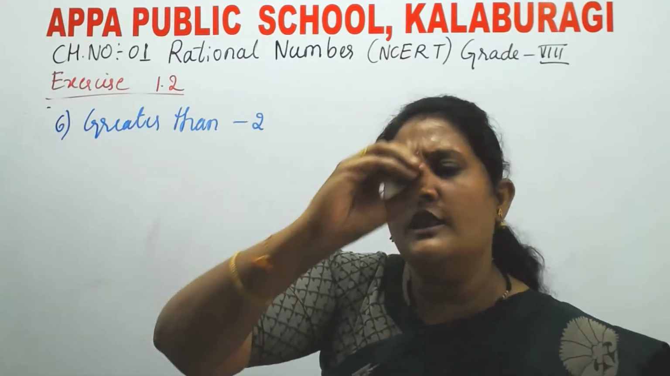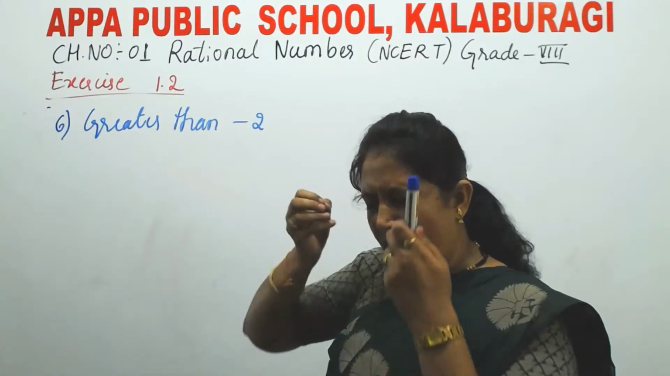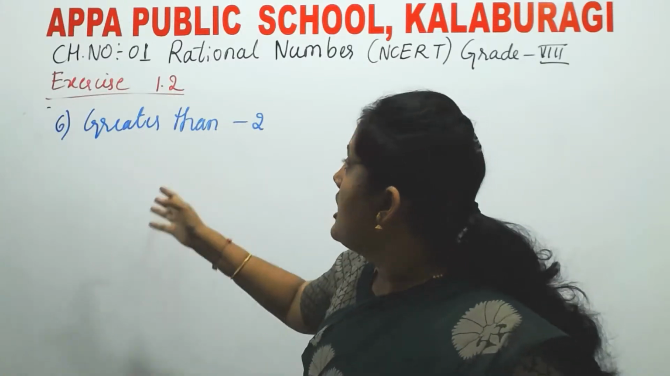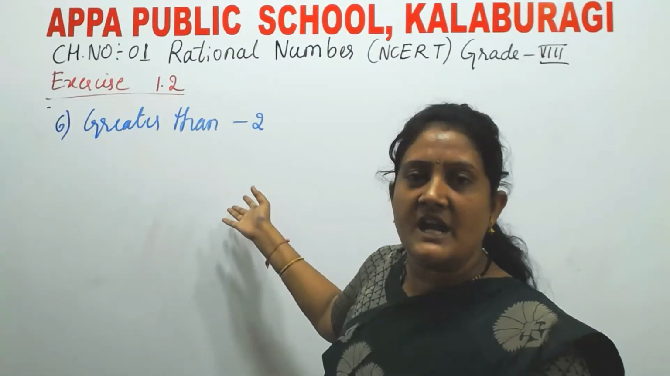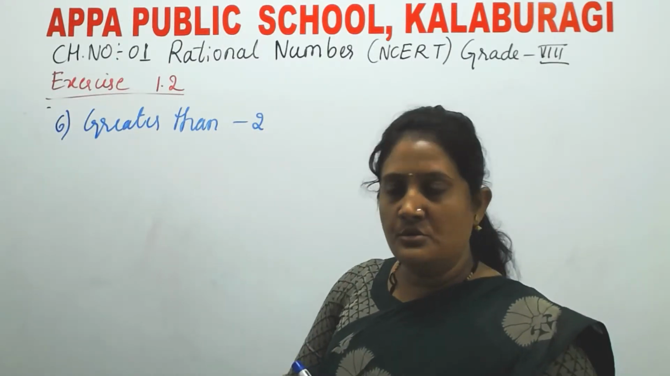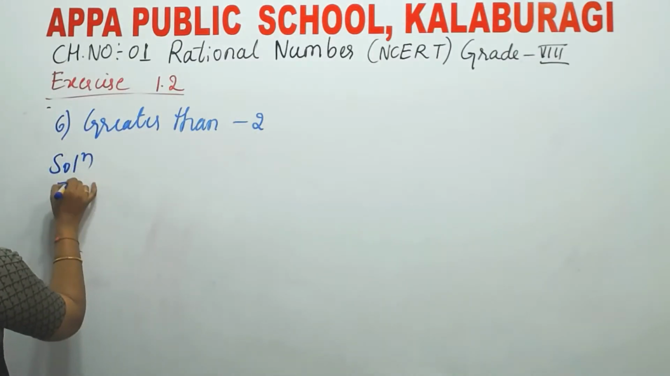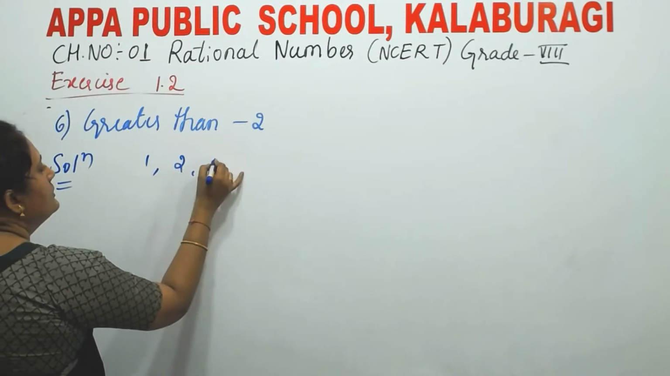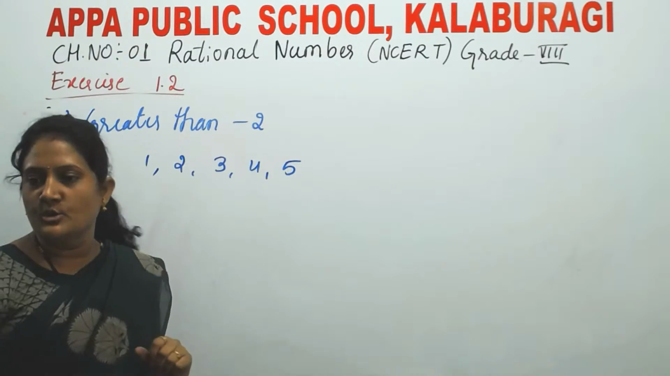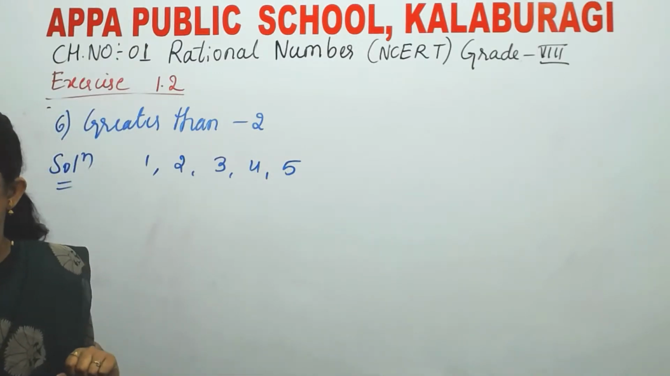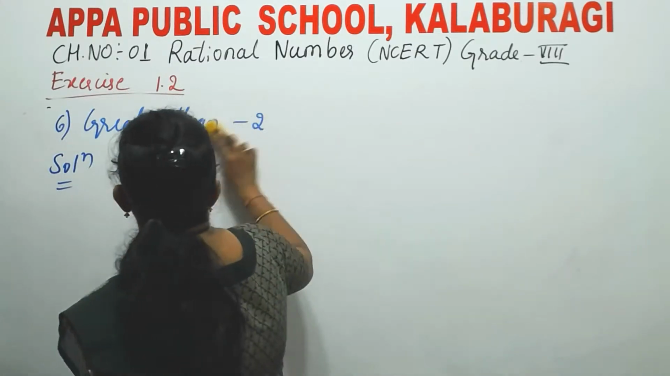Now you can write all the positive numbers, they will be greater than minus 2, right? Whichever you want, you can write any 5. They are asking 5 rational numbers, whichever positive rational numbers you write will be greater than minus 2. Minus 1 also, right? Very good. Can I write 1, 2, 3, 4, 5? These are greater than minus 2. Yes, these all are the 5 rational numbers, right?